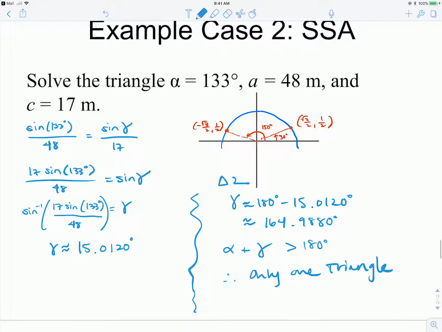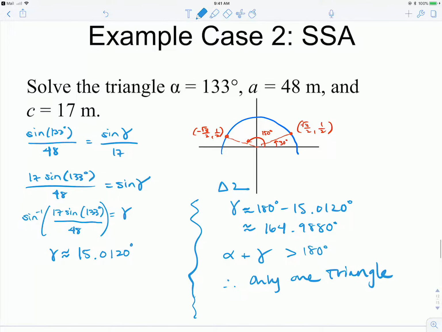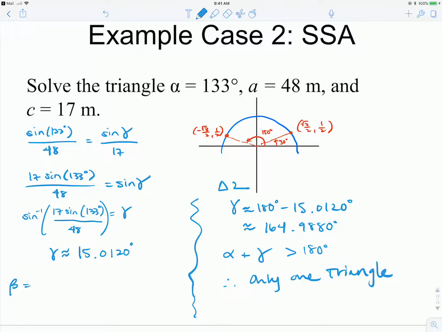Okay, so we can go back to just solving for our one triangle. We now have gamma and we can solve for beta by subtracting the sum of the two angles that we now know from 180 degrees. So that's an approximation.